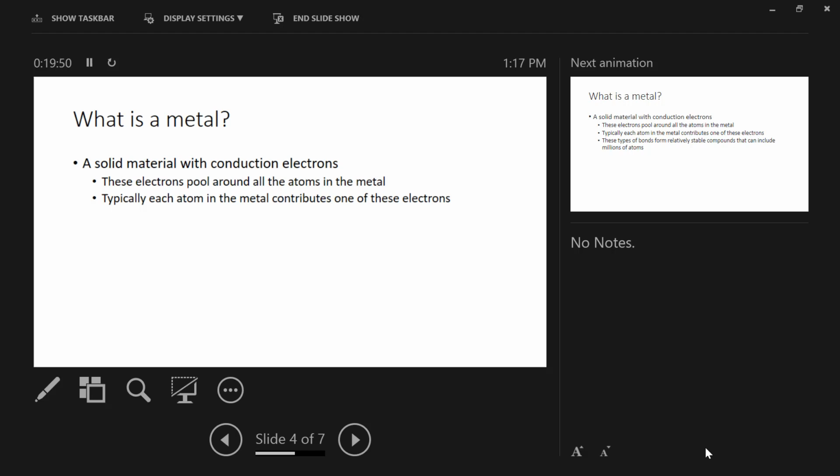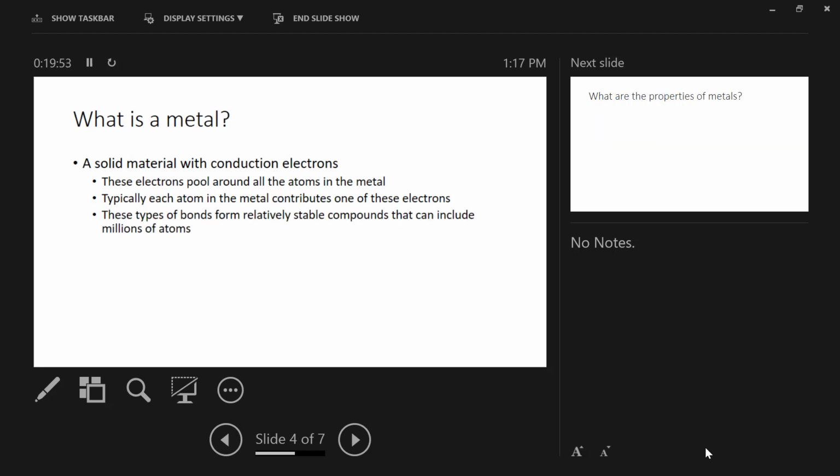Now, these types of bonds form relatively stable compounds that can include millions of metal atoms.